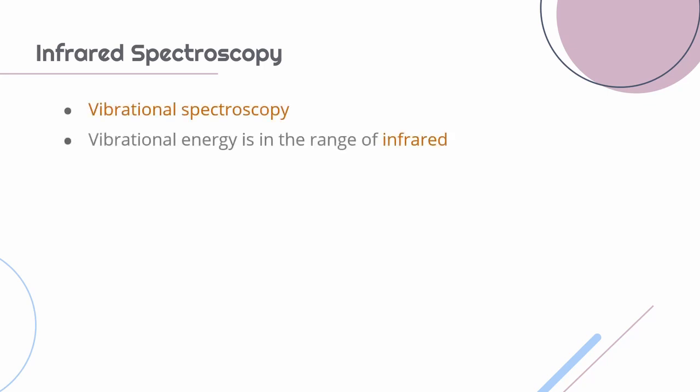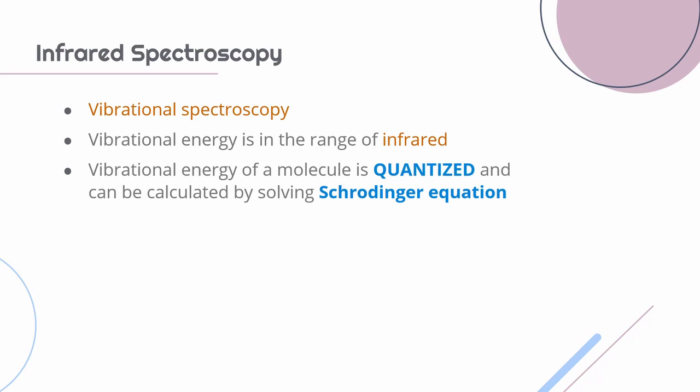Infrared spectroscopy is also called vibrational spectroscopy, and that is because the vibrational energies of a molecule lie in the range of the infrared region in the electromagnetic spectrum. And it is important to note that, like we are in quantum chemistry and we are familiar with other types of energy, likewise, vibrational energy of a molecule is also quantized, and that can be calculated from the Schrodinger equation.